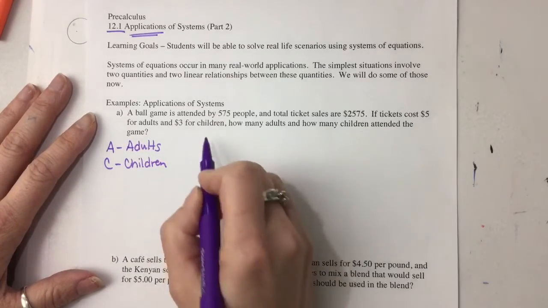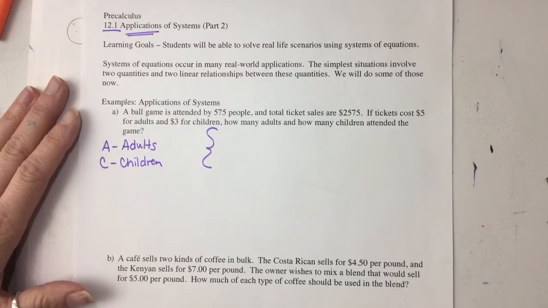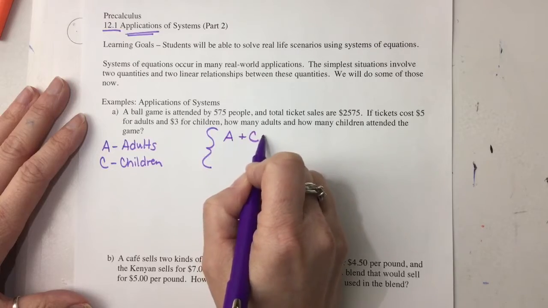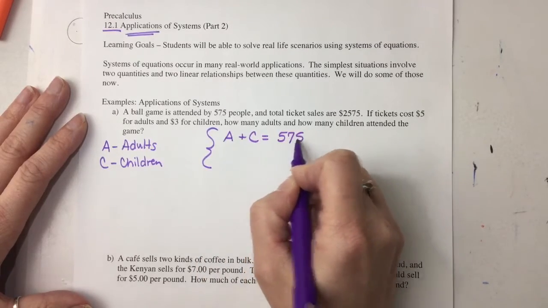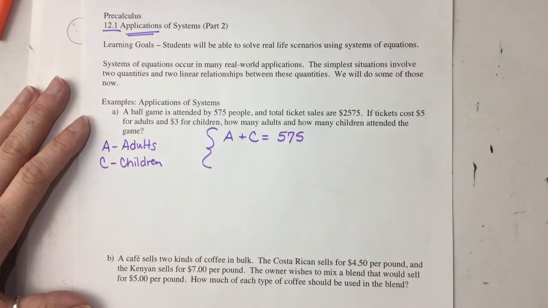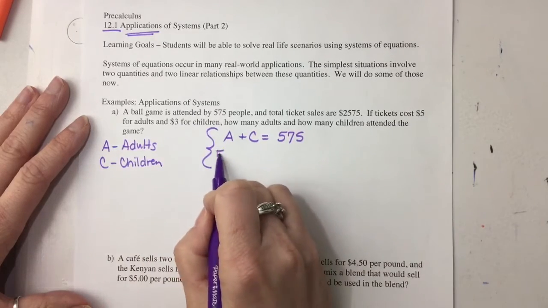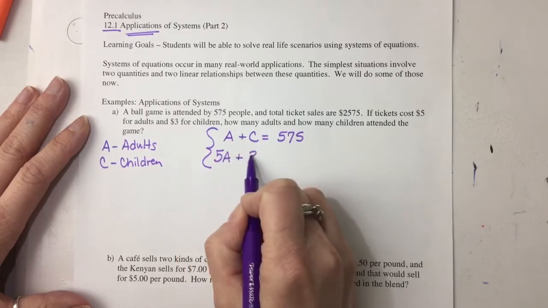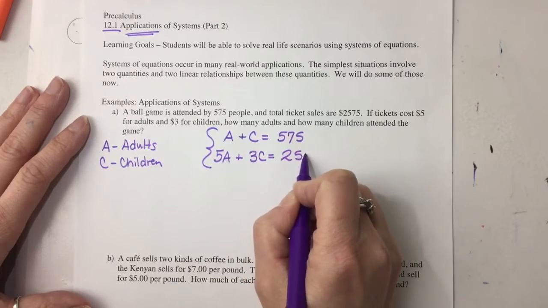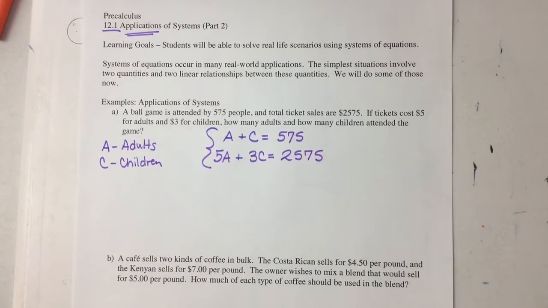Okay, so we have two variables, and we also have two things that we're looking at, which lends itself to creating a system. One thing is how many people attended the game. We know the number of adults plus the number of children equals 575, because it says a ball game is attended by 575 people. The other thing that they're focused on is ticket pricing. Tickets cost $5 for adults, so it's $5 for adults plus $3 for children. The total sales were $2,575. So here's a system of equations that would represent this scenario.